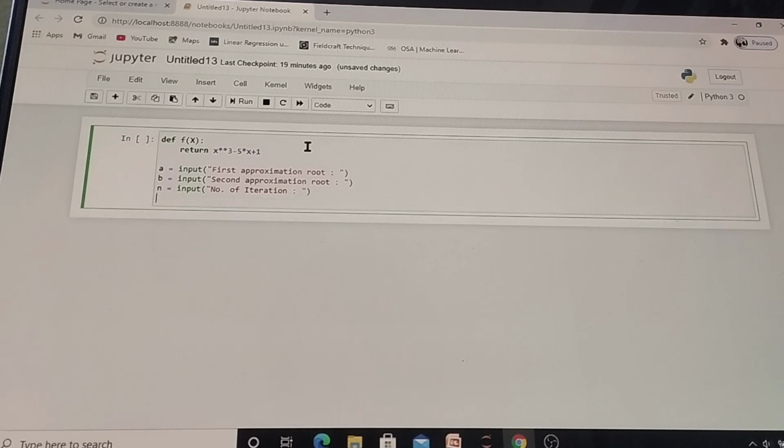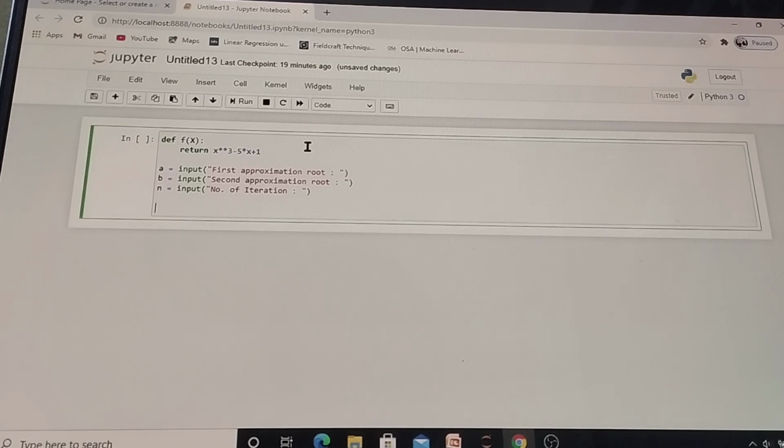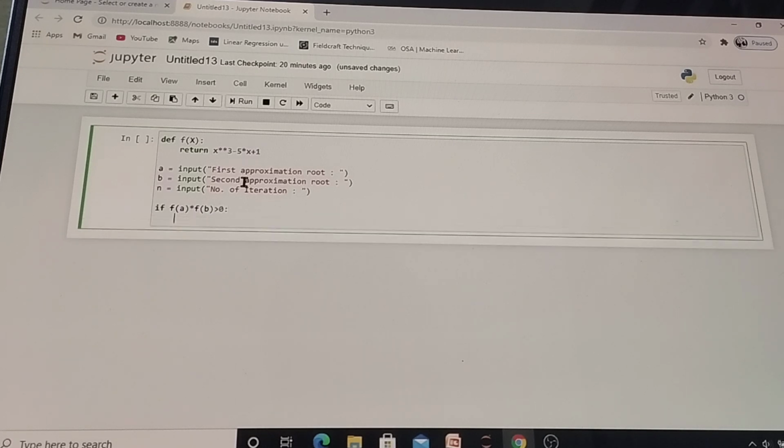Now what was my next step? I need to check f of a into f of b. If it is greater than 0, then we need to check for the next approximate value. That means the bracket solution, whatever we have given for a and b, was wrong. So I'm going to apply the if condition here: if f of a, which should be a small f because we have defined it with a small f, f of a into f of b is greater than 0, check for this.